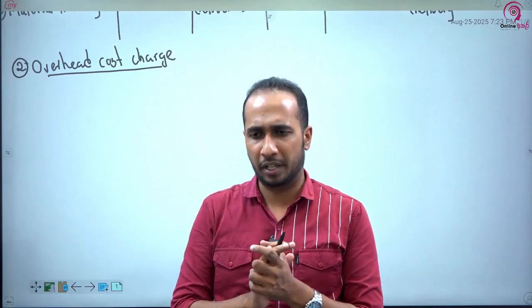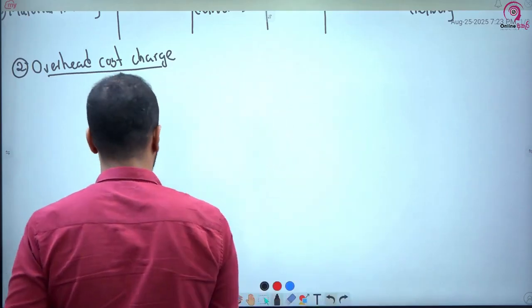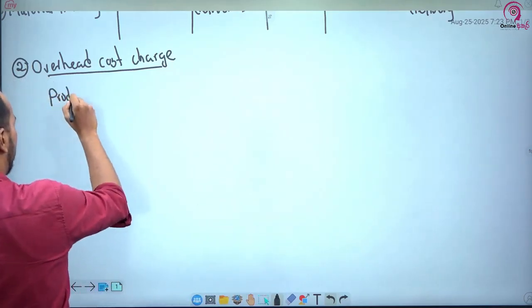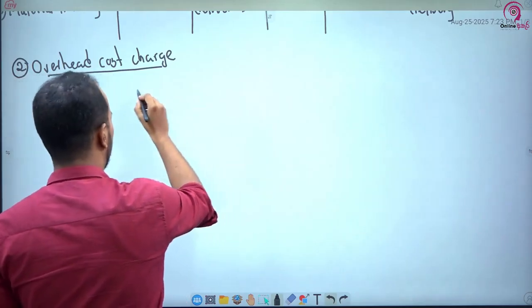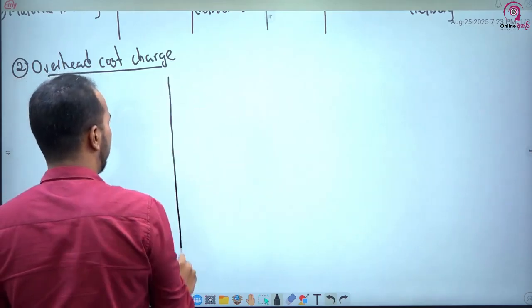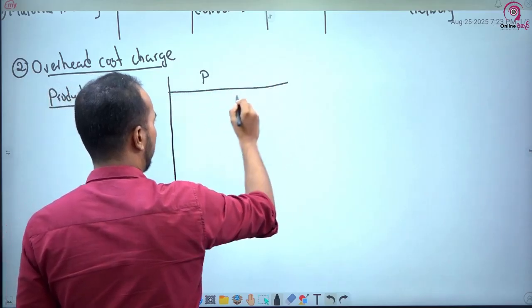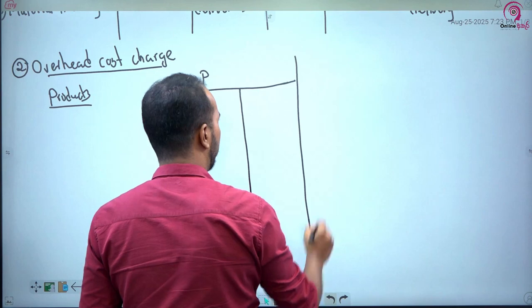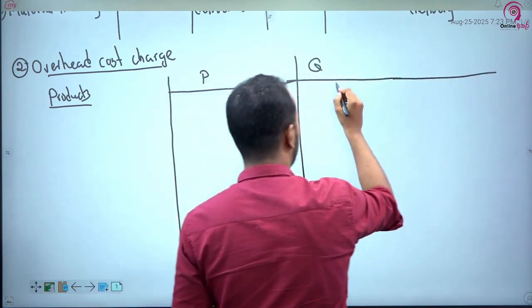Okay, how can we do that? Now we do have 3 products. I will take it here. I have product P, so I will take this way. When it comes to product P, I will take 2 columns so that I do the proper computation. Then I will take product Q. For that also I will take 2 columns.